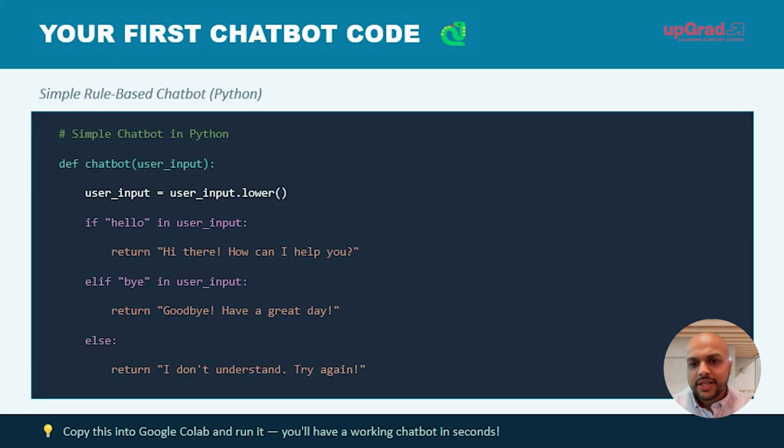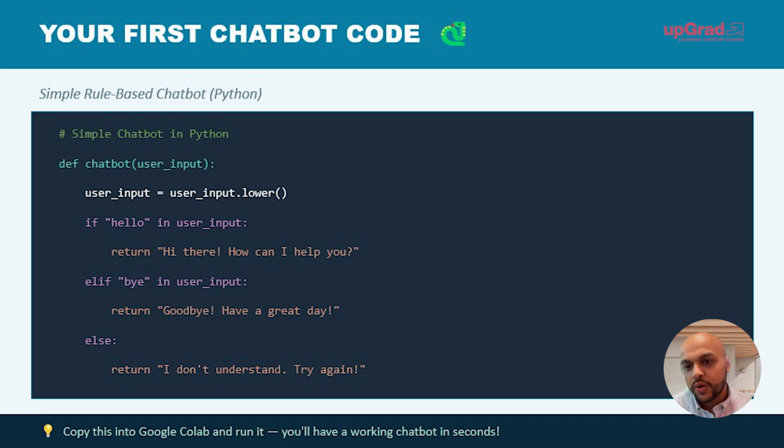Then we have slide 6, your first chatbot code. All right, let us write some code. Open up Google Colab if you want to follow along. I'm going to type this out step by step. Don't worry if it looks unfamiliar. I'll explain every single line. So you define a chatbot function that takes user input. This creates a function, basically a mini program that we can call over and over.